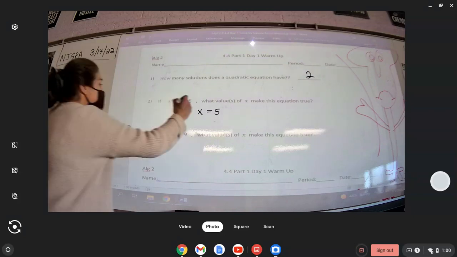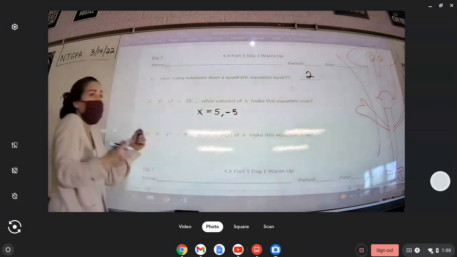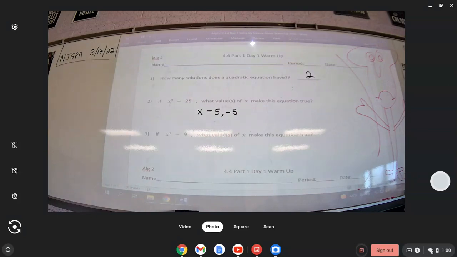Negative 5 works too! I could square 5. 5 times 5 is 25. Or I could square negative 5. Negative 5 times negative 5 is 25. So guys, when we're going to be solving using square roots, there's always going to be 2 numbers that when you square them, they get you the same answer. The positive number and the negative number will equal 25. So there's always going to be that positive answer and that negative answer.